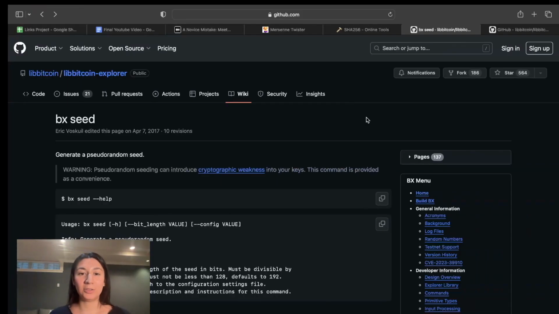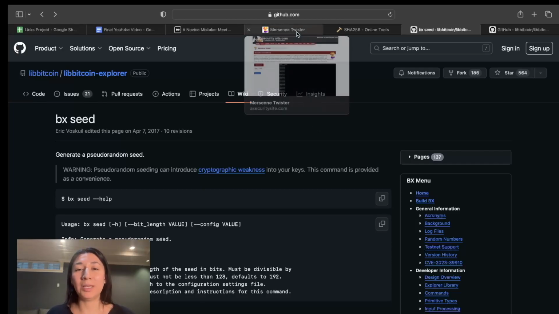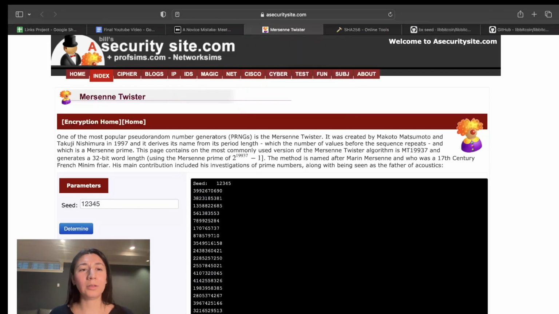The problem can be traced back to this command, bx seed, which is part of the LibBitcoin Explorer, a command line tool for working with Bitcoin. That's part of the LibBitcoin toolkit, a set of cross-platform C++ libraries for building Bitcoin applications. The problem with bx seed is that it generates a private key based off of an initial set of entropy that is derived by the Mersenne Twister, which only uses 32 bits of entropy.